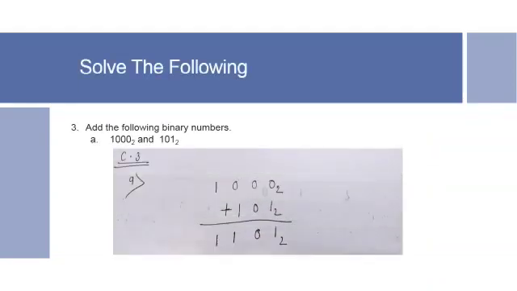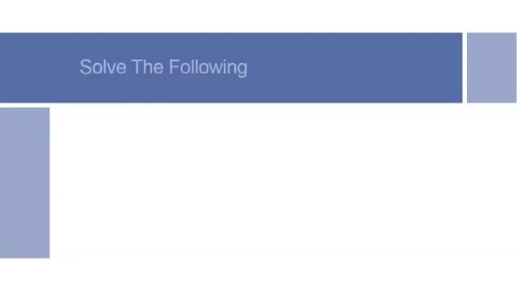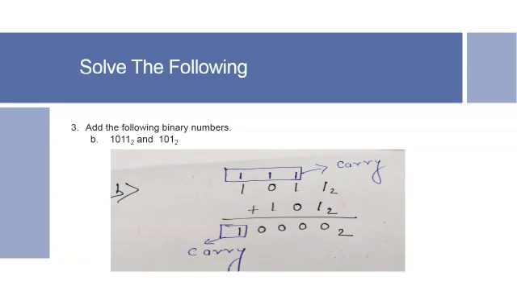Students, your next question is binary addition. 1000 added with 101, you get 1101. It's an easy question. Same with the next one. This is also a binary addition, 1011 with 101. If you add 1 plus 1, there is a 10, 1 carry will go to that side and 0 will be there. If you solve it, you get 1 and 4 zeros.